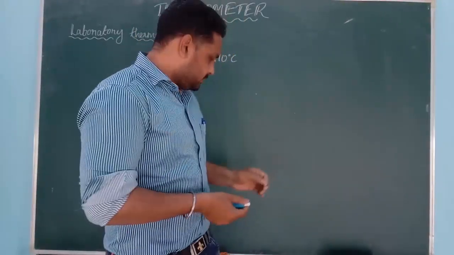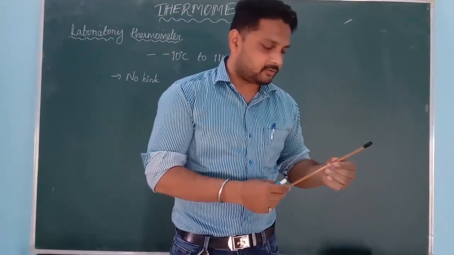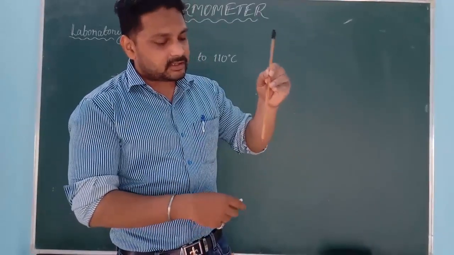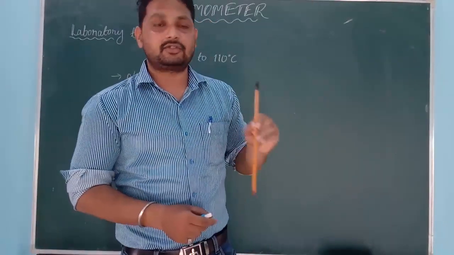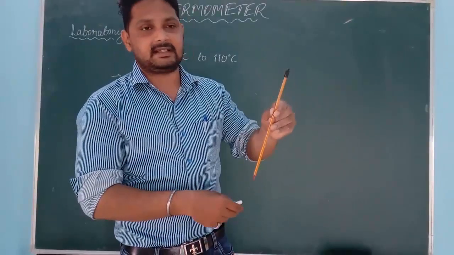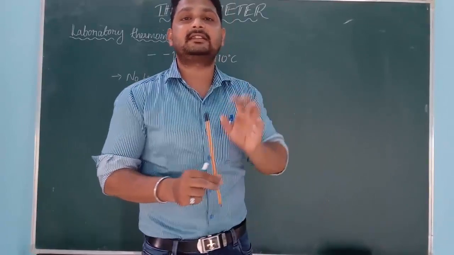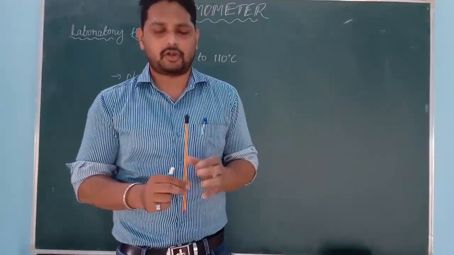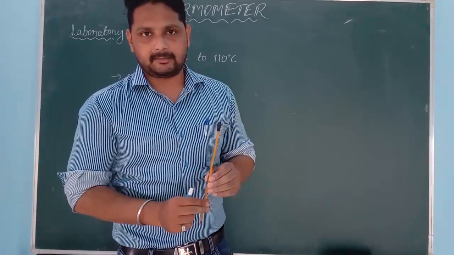One more important precaution when using a laboratory thermometer is that it should not touch the bottom of the container. The reason is quite the same: if it does, it will show the temperature of the container rather than the substance present in the container. So these are some of the precautions that you have to take while using a laboratory thermometer.